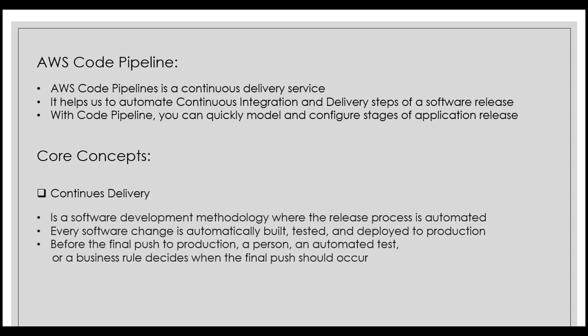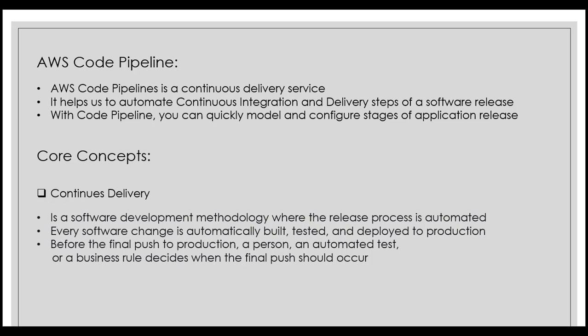Let's understand the core concept of CodePipeline before we jump into the practical part. So what exactly is CodePipeline? It's a continuous delivery service provided by AWS Cloud. What exactly is continuous delivery? It helps you automate your build and your release process. With CodePipeline, you can quickly model and configure the stages of an application release or software release.